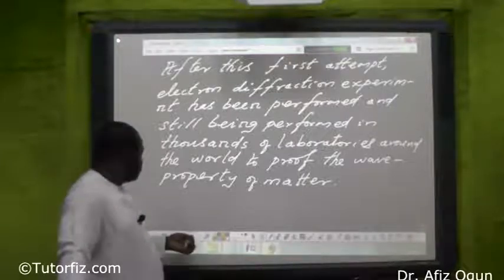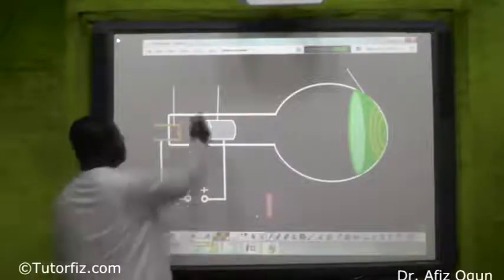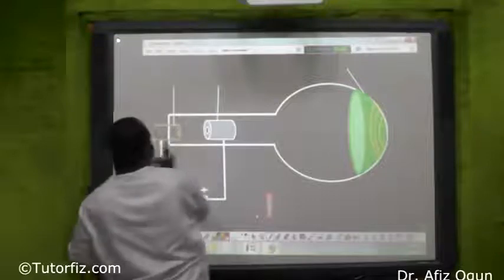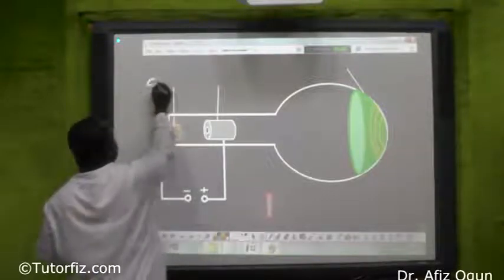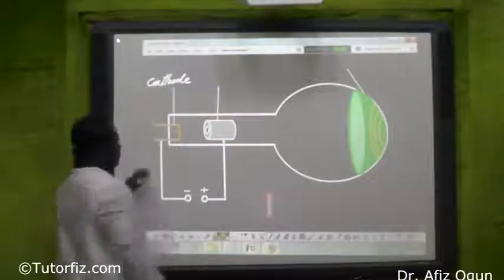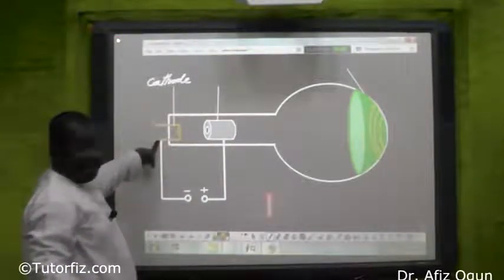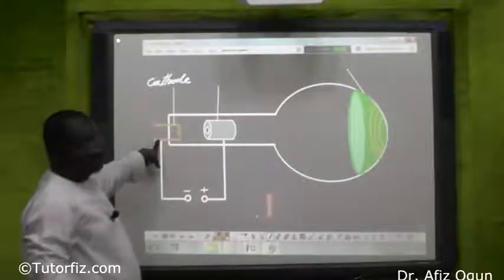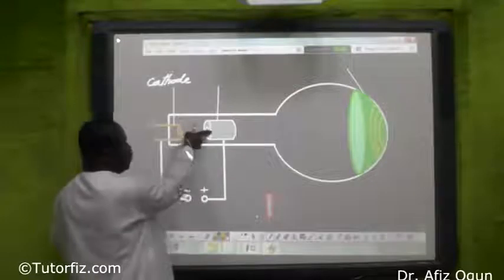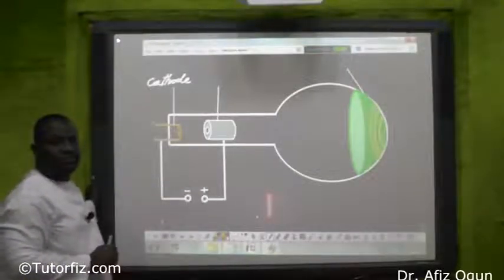Let's now look at electron diffraction. This is the setup of electron diffraction. This is the cathode, which is a heater, and this is the anode, a cylindrical anode with a hole at the center. This one is not new to you.